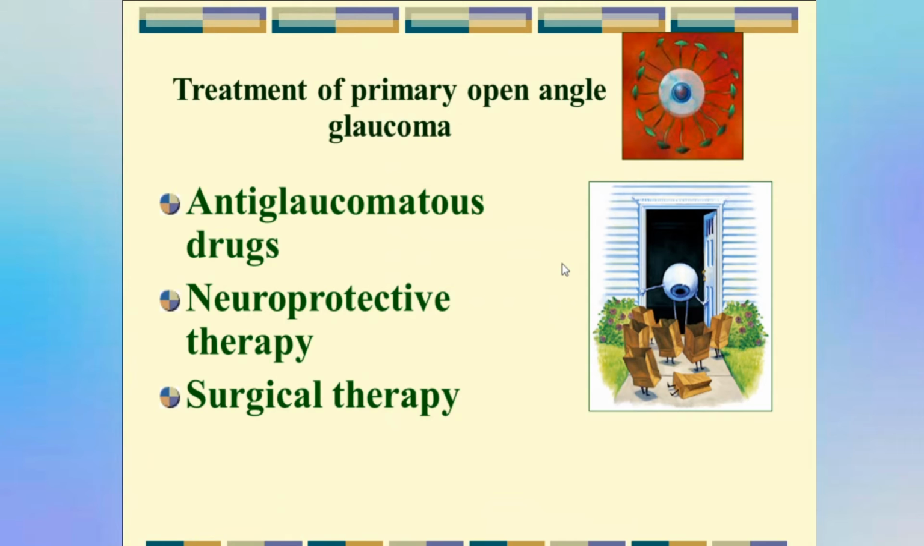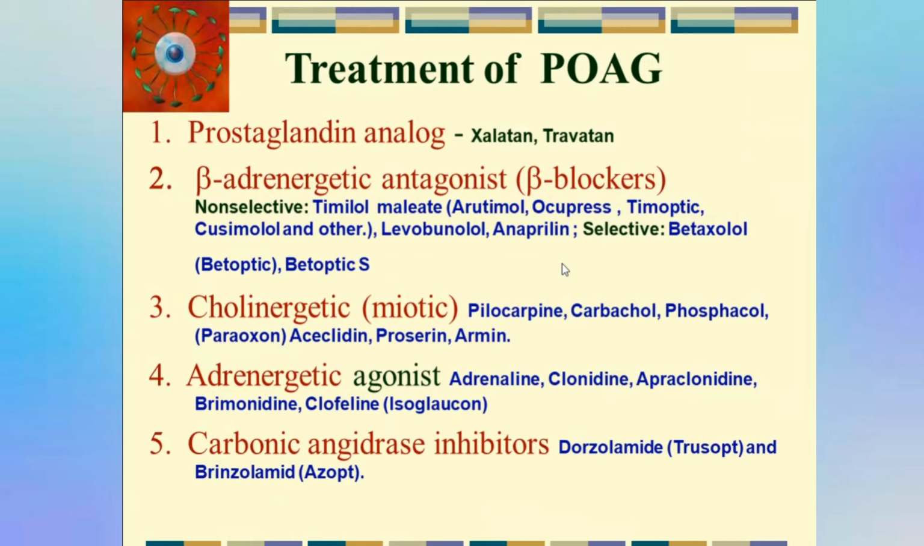Okay, so we made the correct diagnosis of glaucoma. What should we do? We should prescribe anti-glaucoma drugs which decrease intraocular pressure. We should add neuroprotective therapy, and if anti-glaucoma drugs are not effective, we can prescribe surgical treatment. On this picture you can see the groups of medicines which we use for local treatment of primary open-angle glaucoma. The first line treatment is prostaglandin analogs like Xalatan, Travatan. Xalatan is latanoprost, Travatan is travoprost.